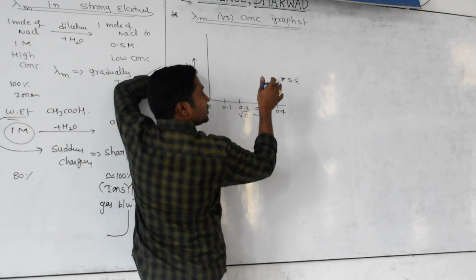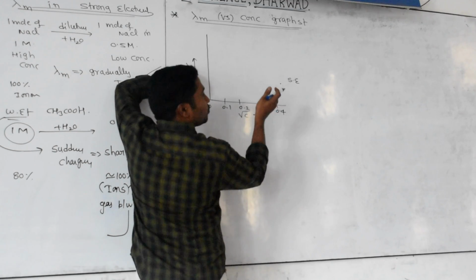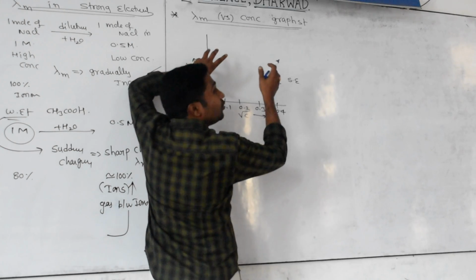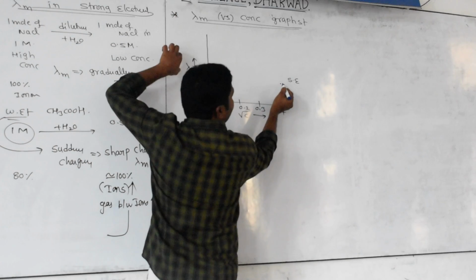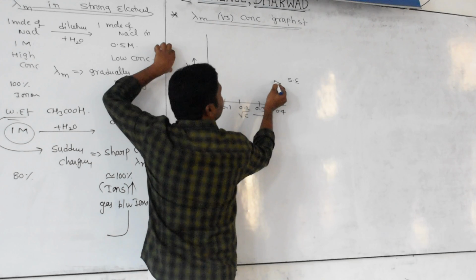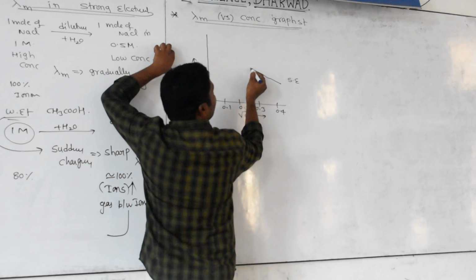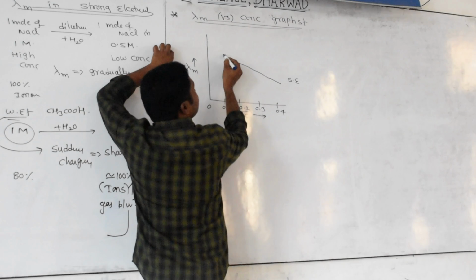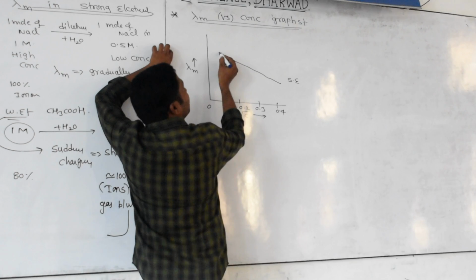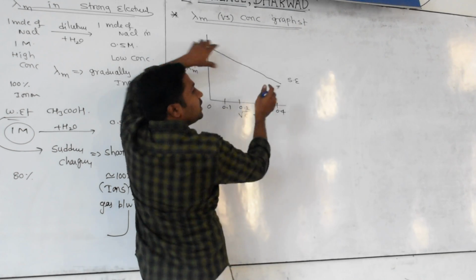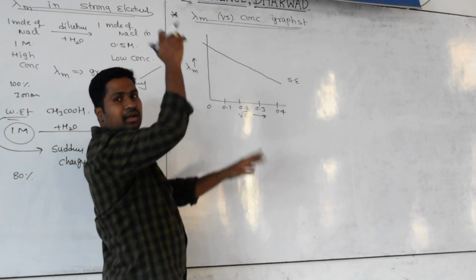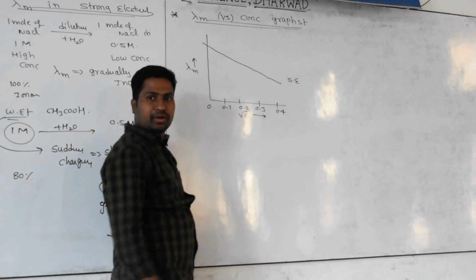You are doing dilution, which means concentration will be decreasing. Concentration decreasing means molar conductivity will keep on increasing, because the gap between the ions will keep on increasing. I already explained all these things. As the dilution goes on and the concentration of the solution decreases, the molar conductivity will keep on increasing. Is there any sudden change or a gradual improvement? It is a gradual improvement, because only the gap between ions is increasing. That's why there is a gradual improvement in its molar conductivity. This is for strong electrolyte.